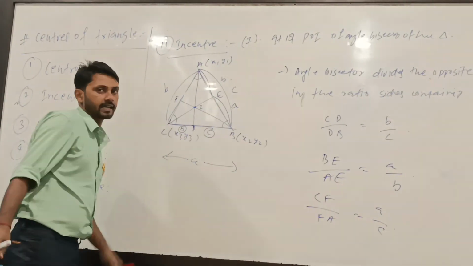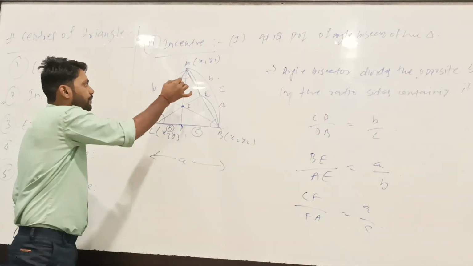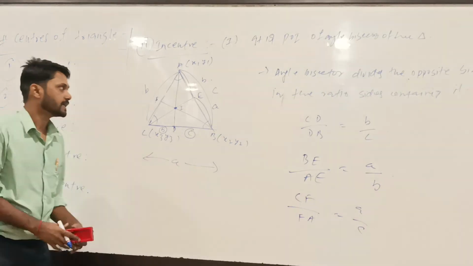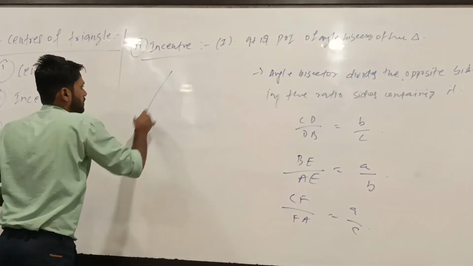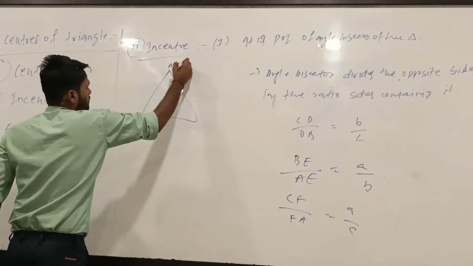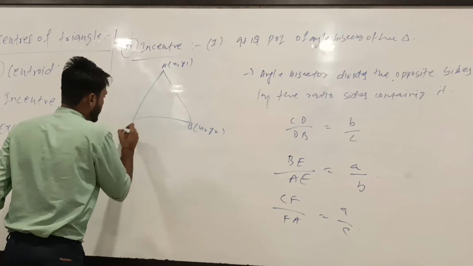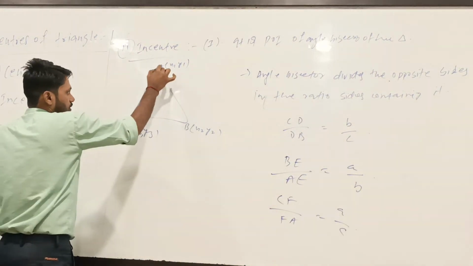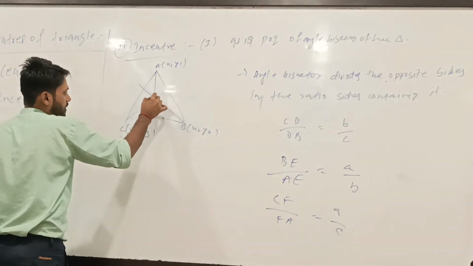Now some little knowledge about the incenter also, so that we can find the coordinates of the incenter. Let me draw this figure again. A is x1, y1, B is x2, y2, and C has coordinates x3, y3. We took the angle bisectors and drew the diagram randomly. Look carefully.